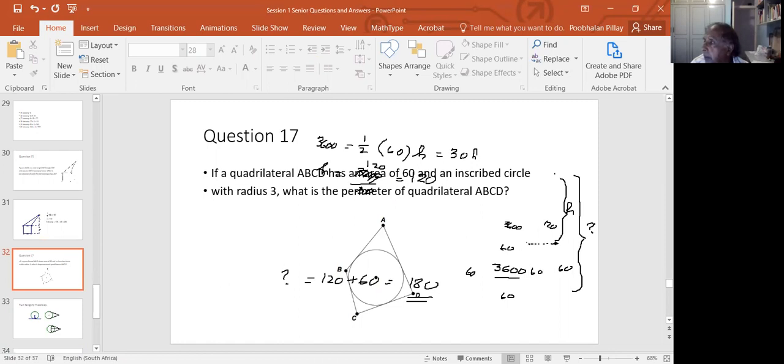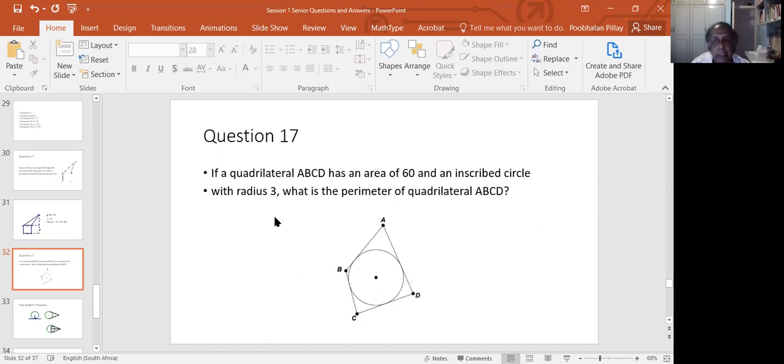What is problem 17? Problem 17 says you got a quadrilateral ABCD. Its area is 60. So you're given the area of this entire quadrilateral. I'm not going to write it down, but we know this full area is 60. And you have an inscribed circle. You have a circle which is inside it of radius 3. So this circle here, we know its radius is 3. And the question is, what is the perimeter of this quadrilateral?